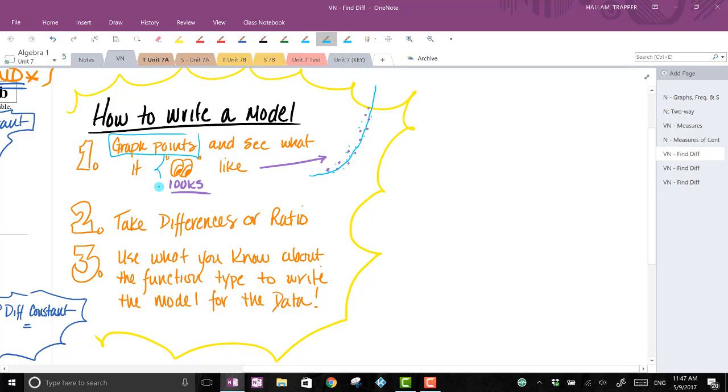So it's important that you look at this data. Plot the points. You can do it on your calculator, you can do it by hand, you can do it in Desmos, but plot it, look at it, because 9 times out of 10, you're going to be able to see what it looks like and say, oh, that looks like this function. I mean, if it's all in a straight line, it's linear. If it looks like a quadratic, it's quadratic. You get the idea? After that, we'll go ahead and start taking our differences. And then we're going to use what we know about functions to write the actual function model for that.